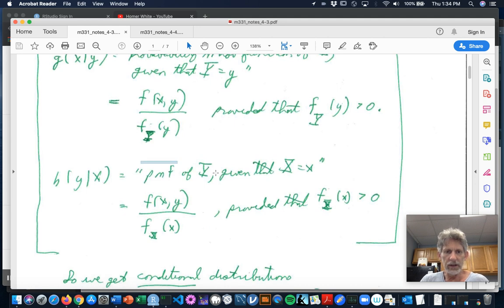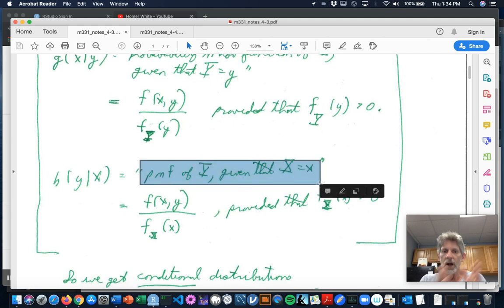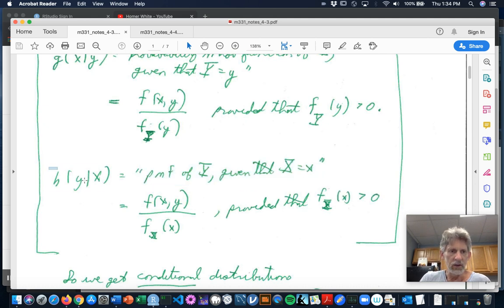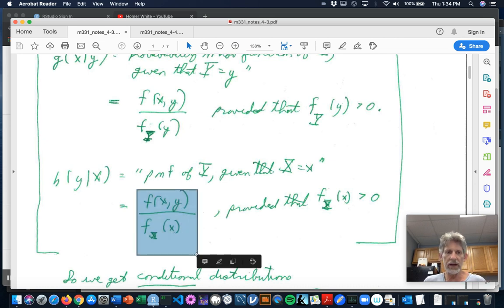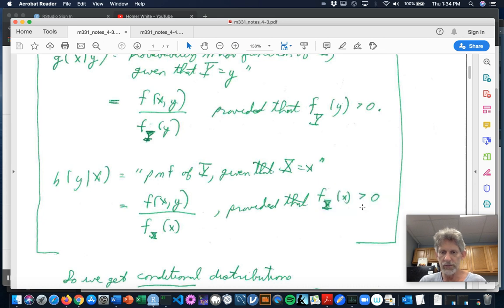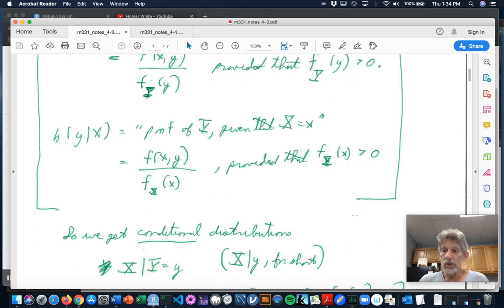Similarly, you can define the conditional probability mass function for Y given that X is x. The book calls it little h of y given x and defines it in the way that you would expect: chance of Y is y and X is x divided by the chance that X is x. And of course, the denominator needs to be non-zero. So you got these conditional probability mass functions, and so you get these conditional probability distributions that they are the PMFs for.